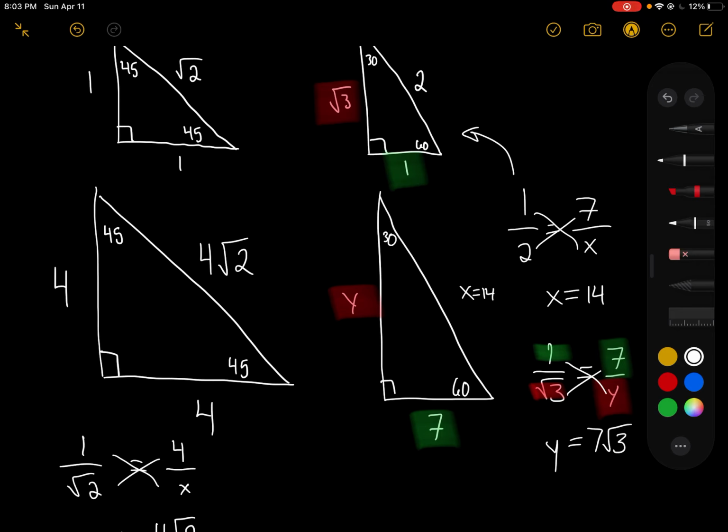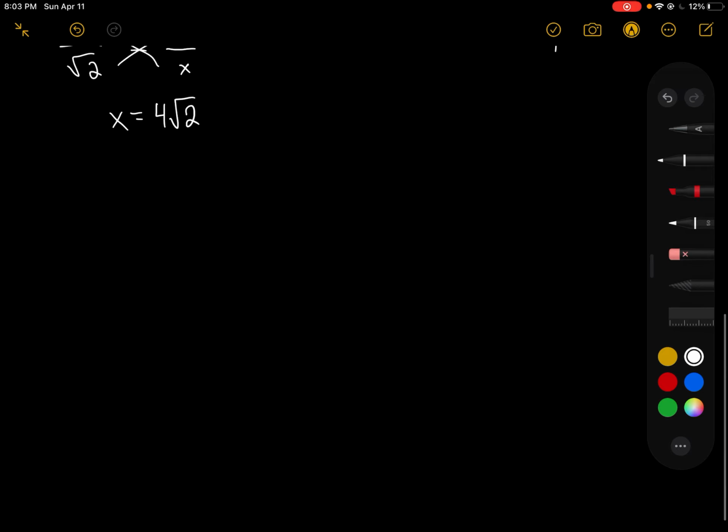All right, so cross multiplying here, we got y equals 7 times the square root of 3. So that would be the value right there, 7 times the root of 3. So you can set those up in proportion. So that is hopefully something that you might have seen before in geometry. If not, here's some notes on it, and it should help you kind of get the idea of this skill.